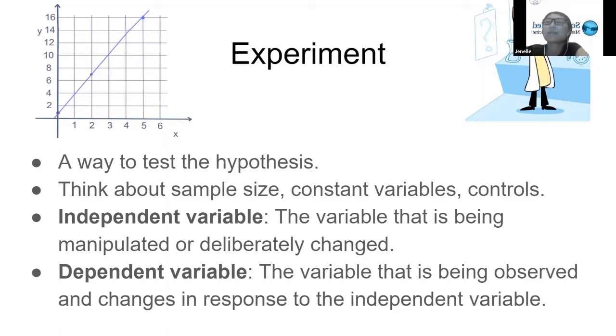And then there are also constant variables. And so those are things that stay the same in a controlled experiment. So in our plant example, it might be the amount of water we're giving the plants, the temperature that the plants are in, all these little things.